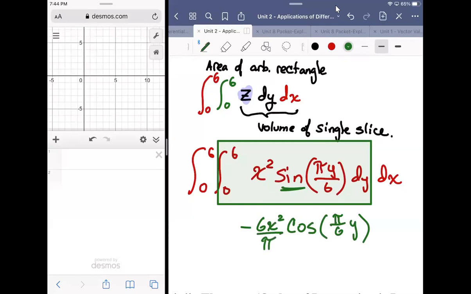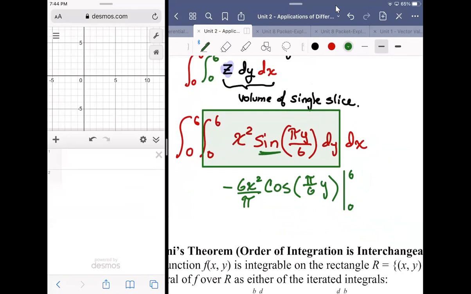And you could just verify it because the derivative of cosine would be negative sine. That would wipe out the negative sign, S-I-G-N sign. The derivative of pi over 6y would become pi over 6, which would wipe out the 6 over pi, and you'd be left with the x squared. So we're in good shape there. And then what we would have to do is evaluate this over the interval of 0 to 6, substituting the 0 and the 6 in for y specifically.